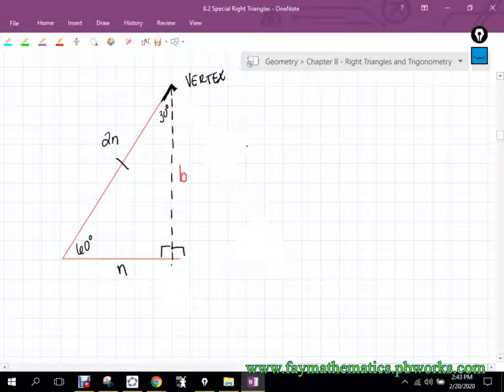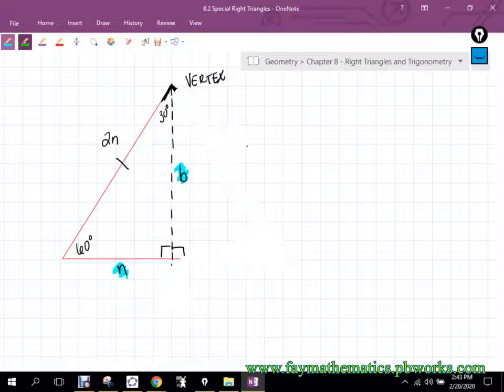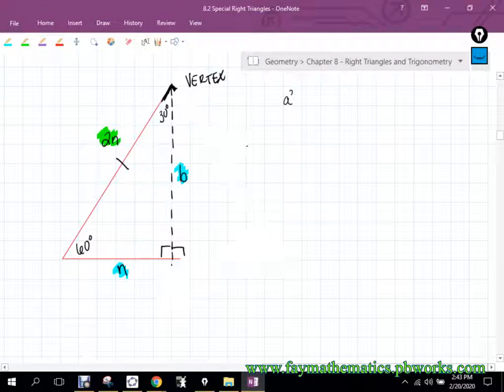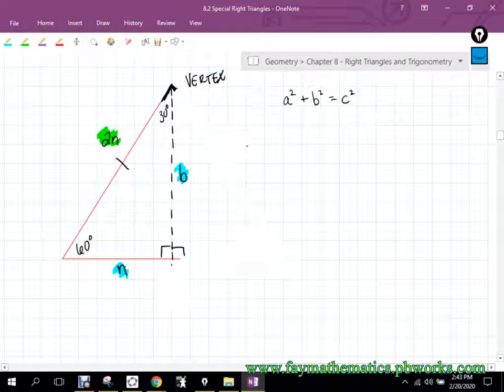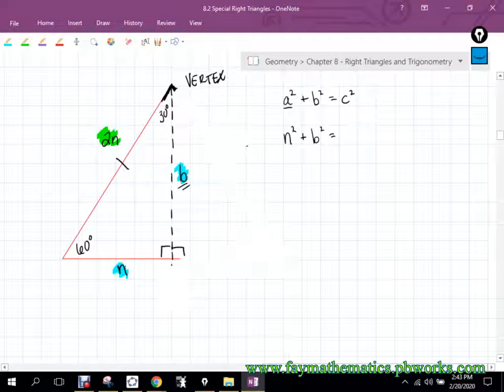What theorem links the legs of a right triangle to the hypotenuse of a right triangle? Does that link them? Okay, so I'm going to use these values. If n is one of my legs, so I'll say n squared. B is my other leg, so I'll go b squared. And C is my hypotenuse, which we've called 2n. So I'll square that.